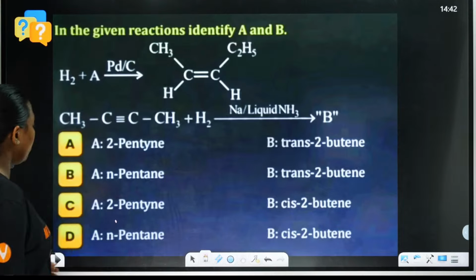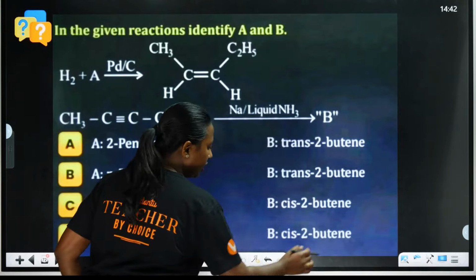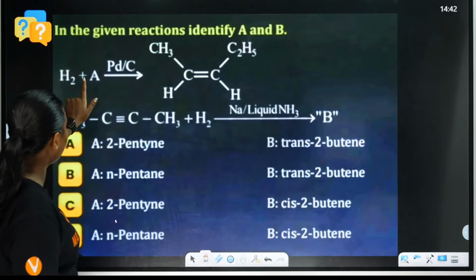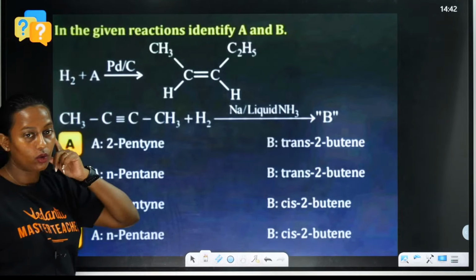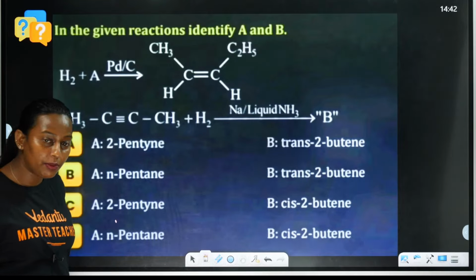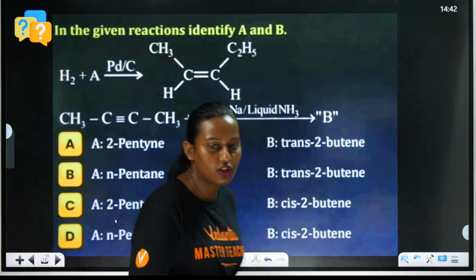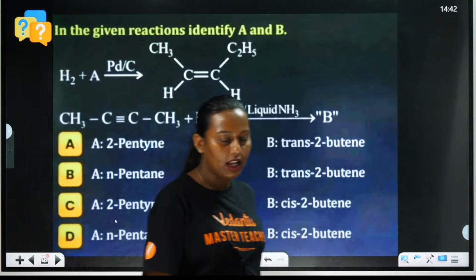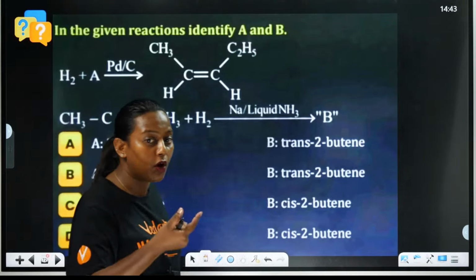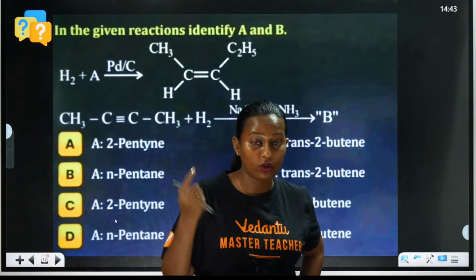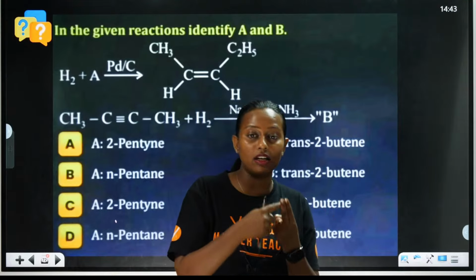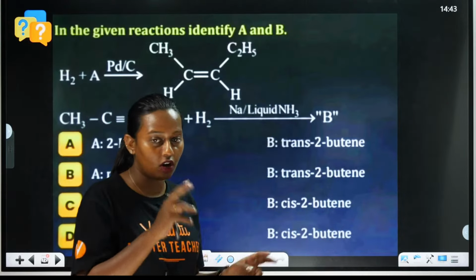So how does the reaction happen here? Hydrogen is reacting with A, which we don't know, in the presence of palladium and carbon. Palladium and carbon means it is like the last reaction: from alkyne, a double bond forms. From alkyne to a double bond, we can use palladium and carbon, or Lindlar's reagent. Different reagents were already mentioned earlier.